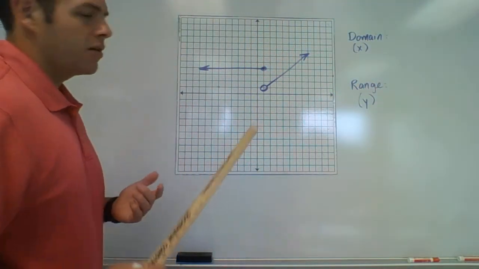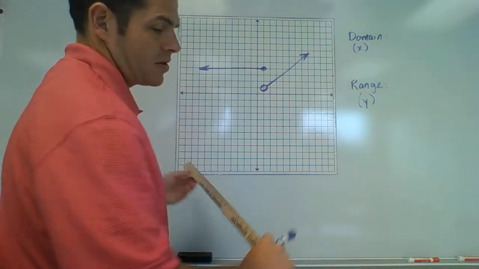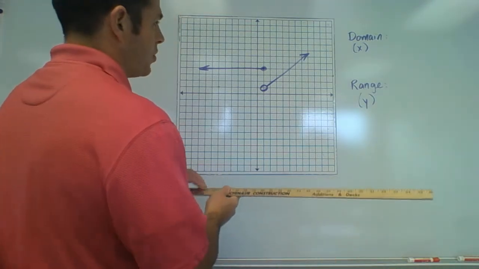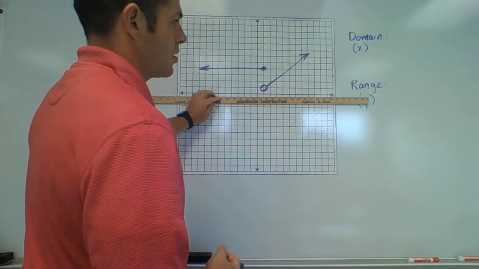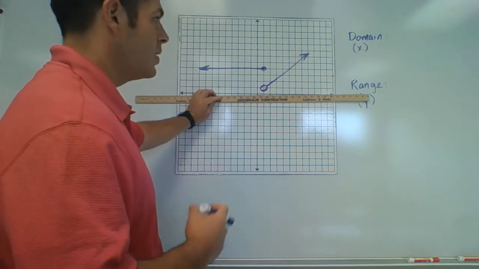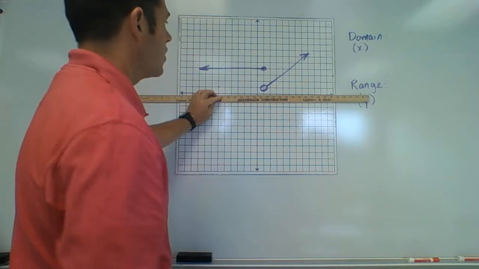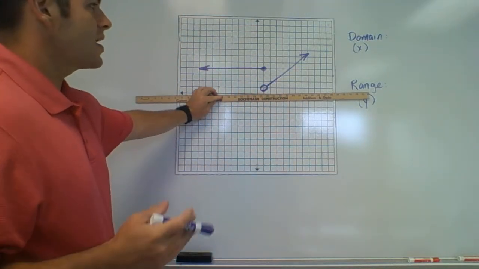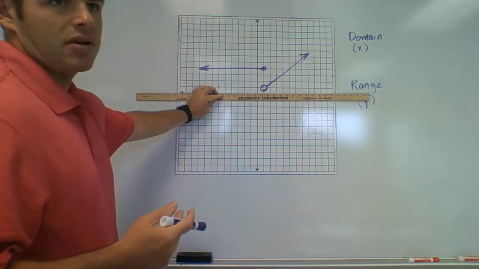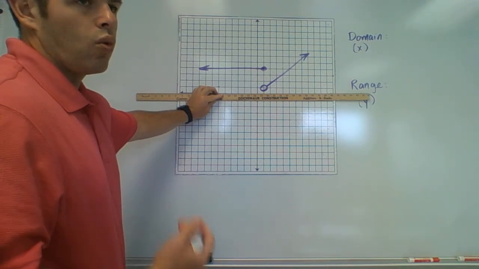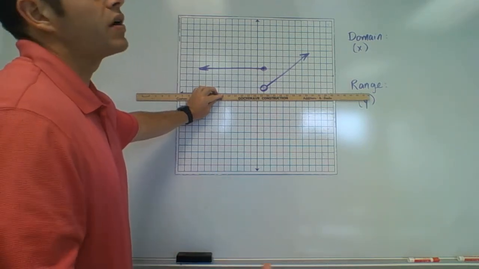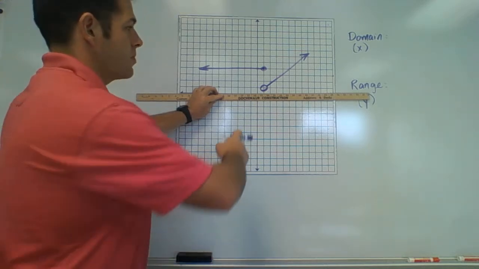And I have a ruler here. If you have a ruler at home, it might be a good idea to use it, some sort of tool to help you understand that we're not just restricted to the picture. We keep on going off of the chart. This would go forever that way, forever this way to the left. I'm looking at the x-axis and what points I would have for the domain, the x values.